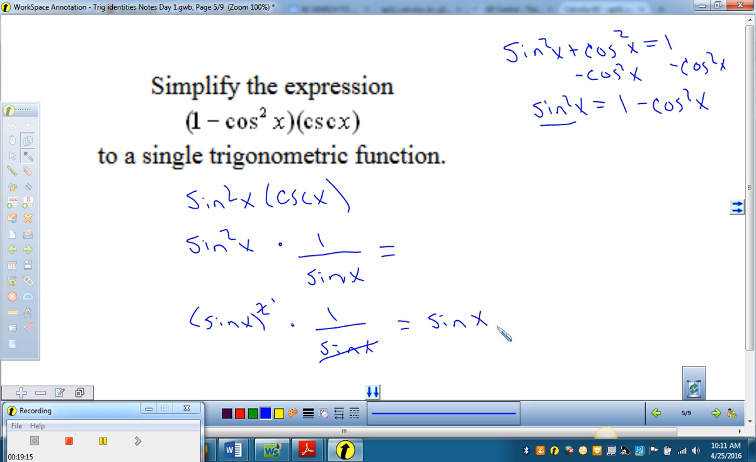One trig function. What about the 1? It's sine x times 1, which is sine x. You could write it still times 1, but that's still just sine x. So for 1 minus cosine squared, we went back to our sine squared plus cosine squared equals 1. And if we do 1 minus cosine squared, that's equal to sine squared. So that's where that goes. Other questions on this one?